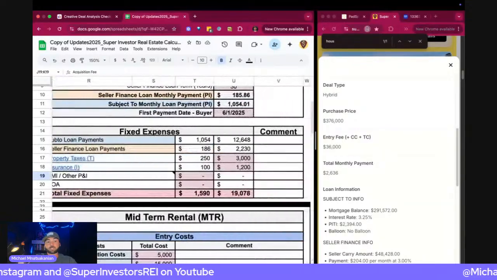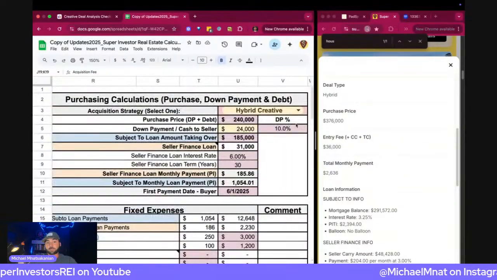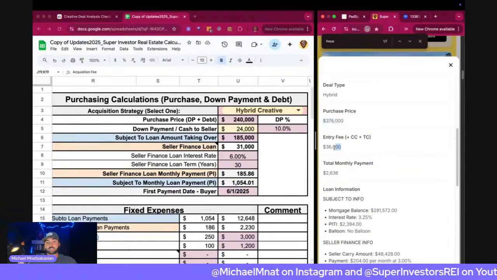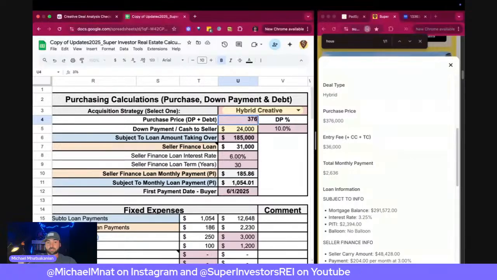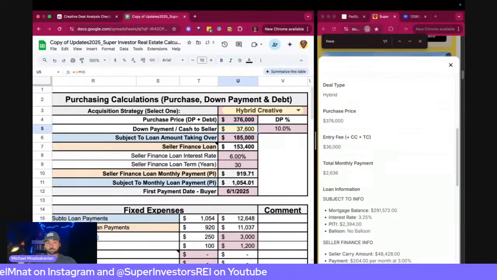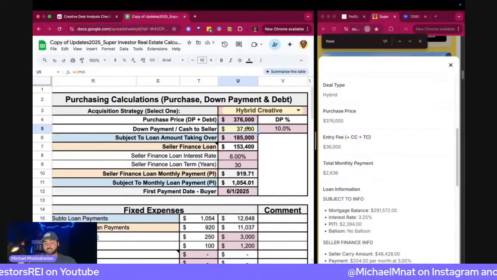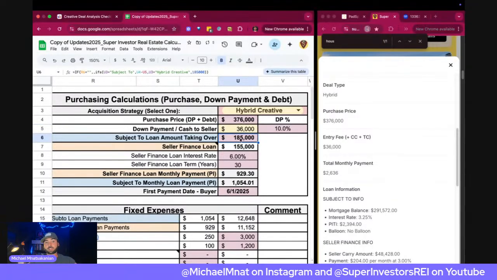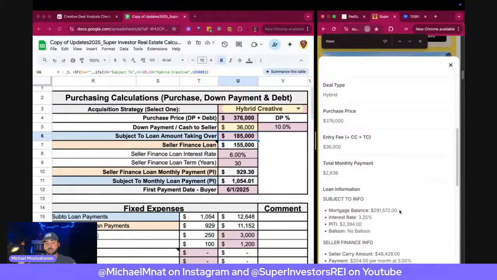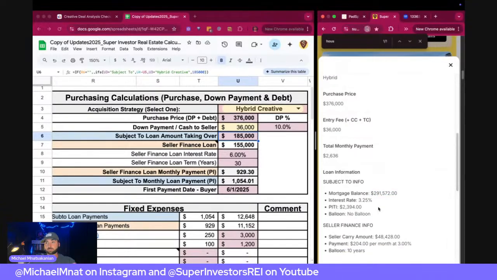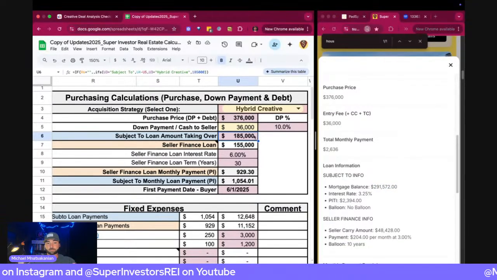So to account for that entry cost, 36,000, say purchase price is 376 and the entry is 36. So purchase price 376,000. And we're going to say the entry fee, don't worry about this 10%, just set it to 36,000. You can just hard code that. The loan amount that you're taking over subject to is 291,572. See that here? 291,572.